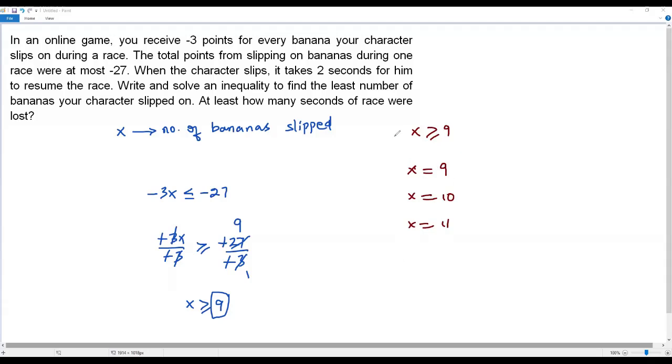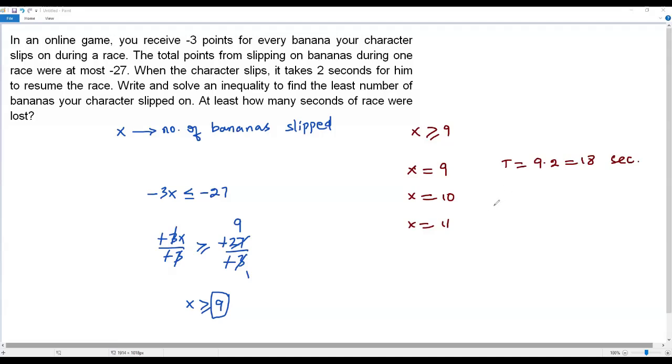Here, every time the character slips on a banana, it takes 2 seconds to resume the race. That is, if a banana is slipped, 2 seconds of time is lost. So if 9 bananas are slipped, how many seconds of time will be lost? For that, we have to multiply the number of bananas and the time lost for slipping one banana, that is 2 seconds. So time is equal to 9 times 2, which is equal to 18 seconds.